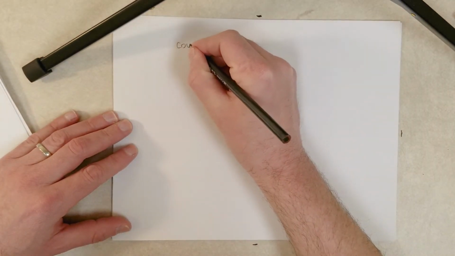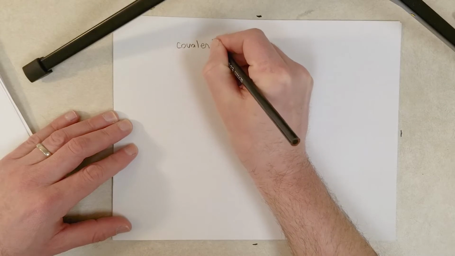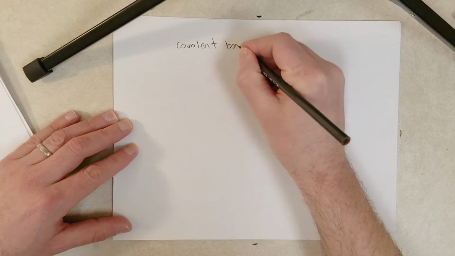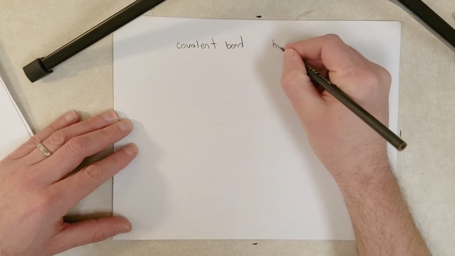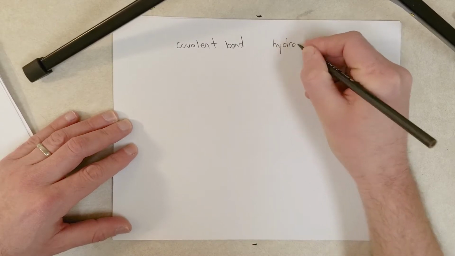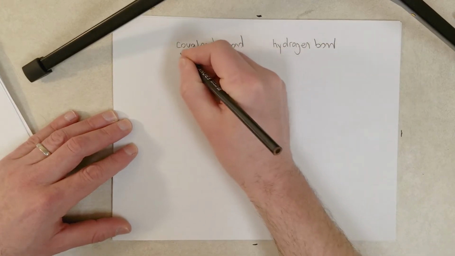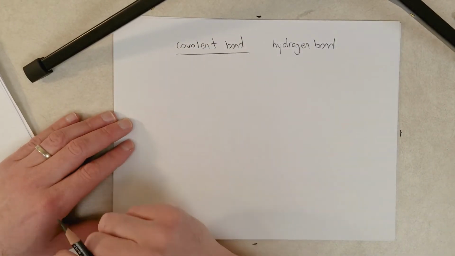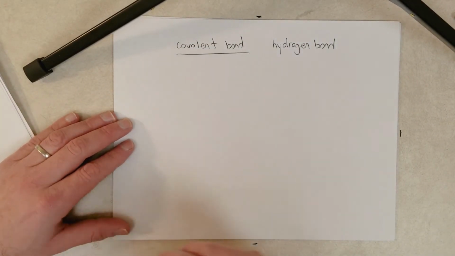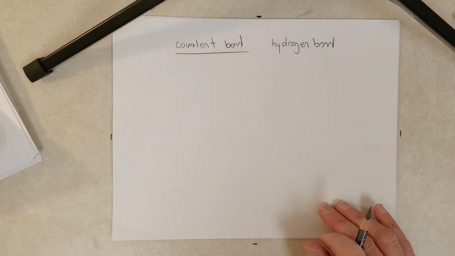First, it may help to distinguish a covalent bond from a hydrogen bond. Now, a covalent bond is a chemical bond that involves the sharing of electrons between atoms.